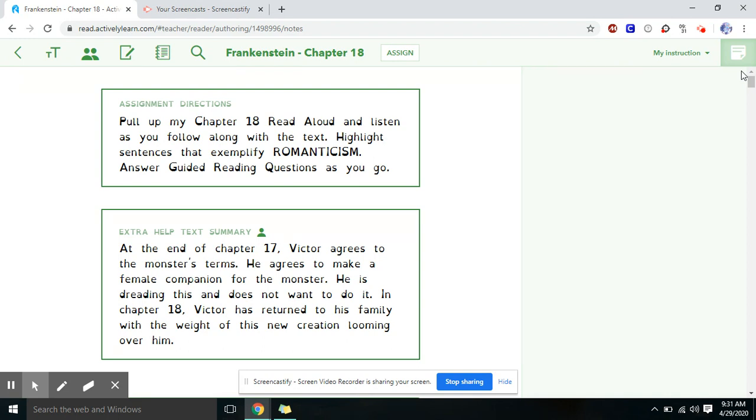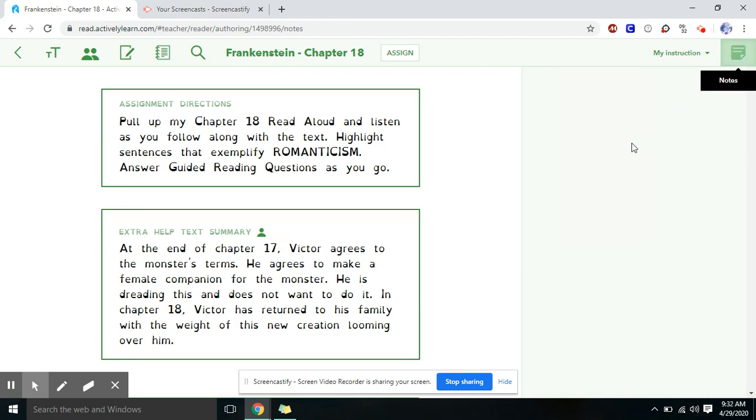So he plans this trip to England. His dad's really worried about him because Victor's been going in and out of this depression. So Victor's dad decides, I'm going to send Henry with him to take care of him, to be his companion, and to make sure he's all right. So at the end of the chapter, Henry and Victor are traveling to England from Geneva, which is where the family lives. So they're traveling to England.